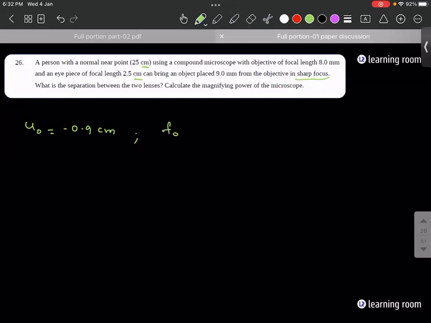Since the lenses are convex lenses, focal lengths of both the lenses are going to be positive. So focal length of the objective is going to be 8 millimeter, which is going to be 0.8 centimeter with a positive value. So can you tell me what the value of v naught is? One minute, calculate and tell me how much is the value of v naught. So how will you do it? 1 by v minus 1 by u is equal to 1 by f. Put naught as the suffix.